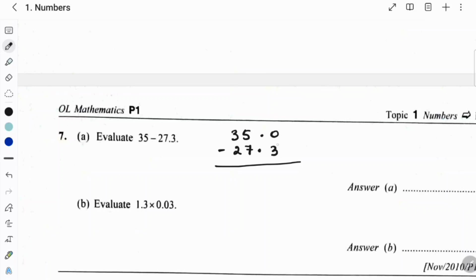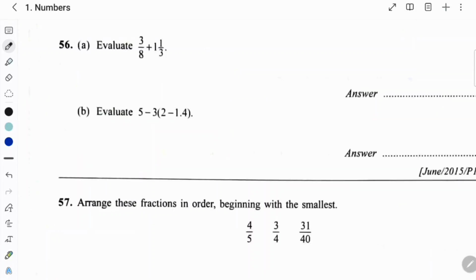You cannot subtract 3 from 0, so you will have to borrow. That will become 4 and it is 10. 10 minus 3 is 7, and write down the decimal. 4 and 7, again you cannot subtract, so you will have to borrow one number. So that becomes 14 and 7. 14 minus 7 is 7, and 2 minus 2 is 0. So 7.7 is the answer for this question.